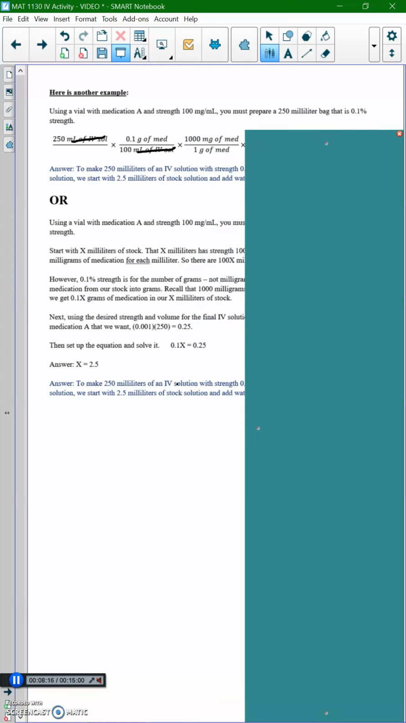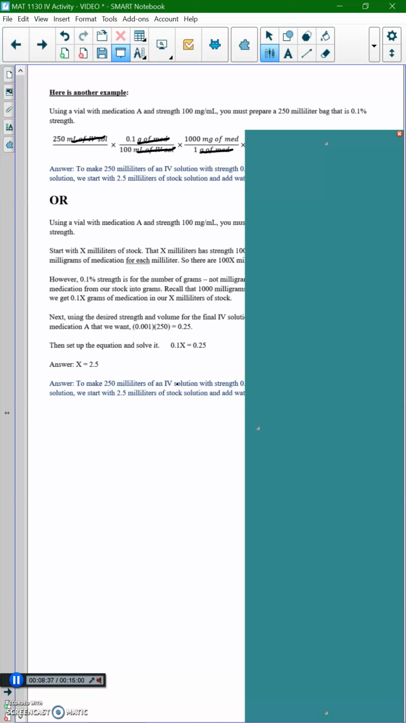We know that there are 1,000 milligrams in 1 gram. We know that we're going to put grams on bottom here, so our units cancel out. Grams of medication cancels with grams of medication. And now we are left in milligrams of medication. So we're getting closer. We know how many milligrams of medication A we need.